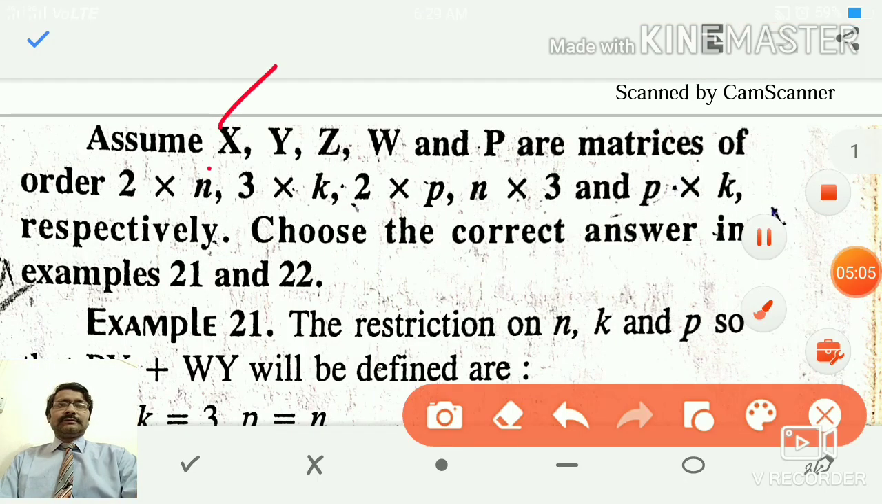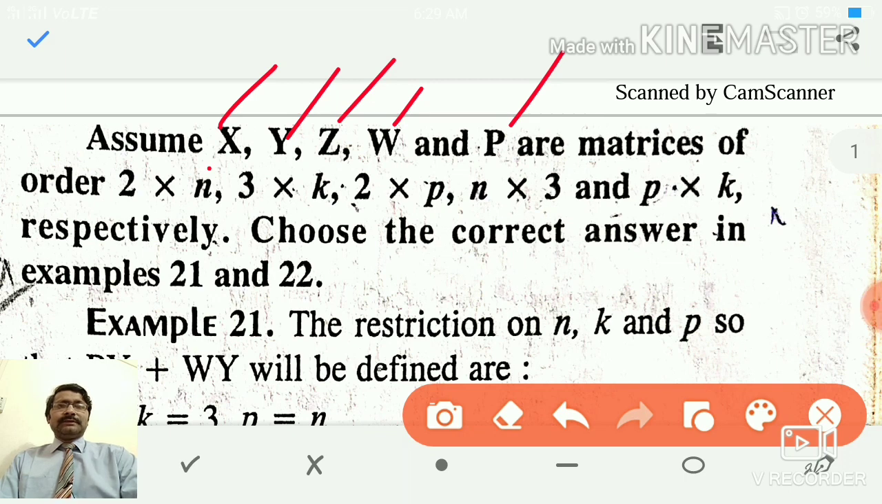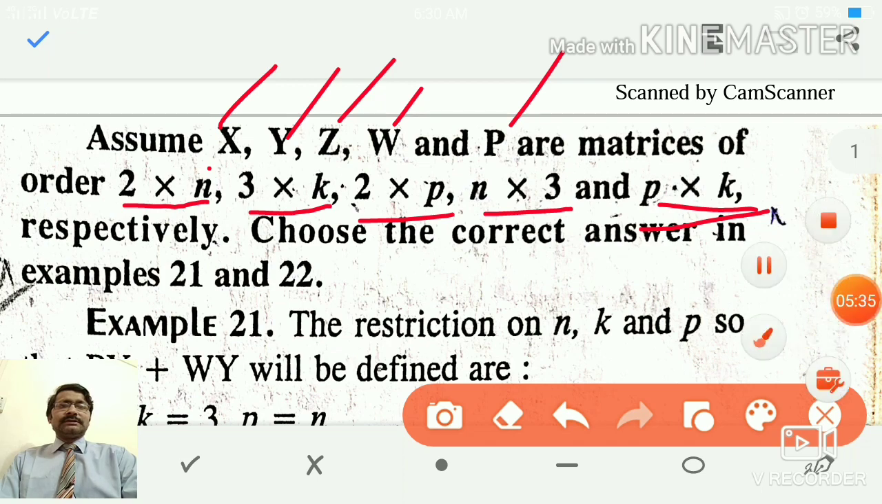Here X, Y, Z, W and P are the matrices given, 5 matrices, and their orders are given to you. Order of X is 2 cross n, order of Y is 3 cross k, order of Z is 2 cross p, order of W is n cross 3, and order of P is p cross k. Here you will use this and solve some questions. Look here.